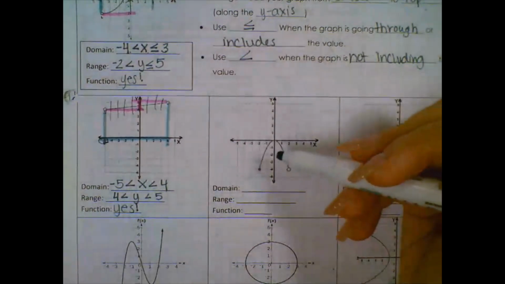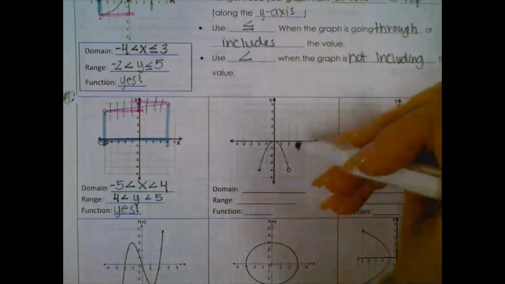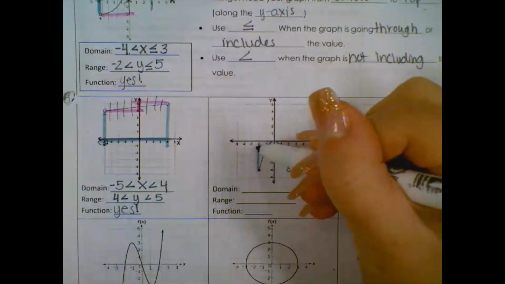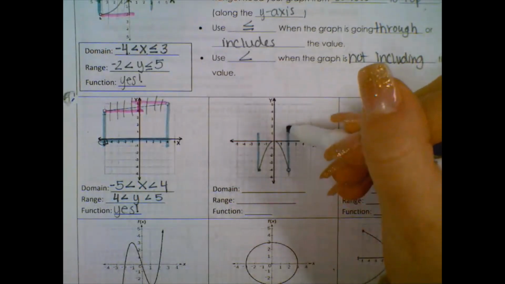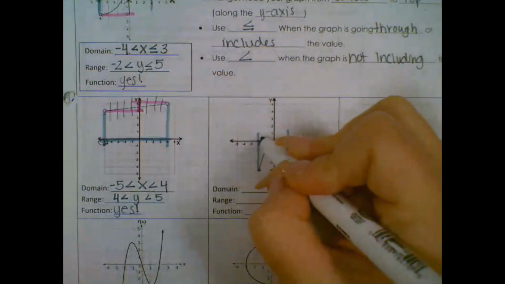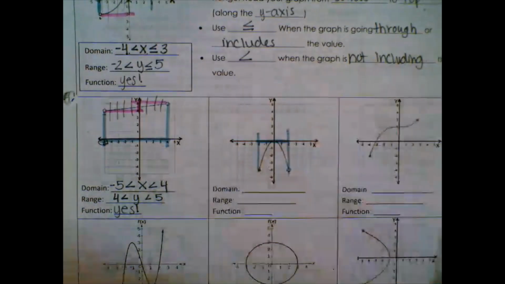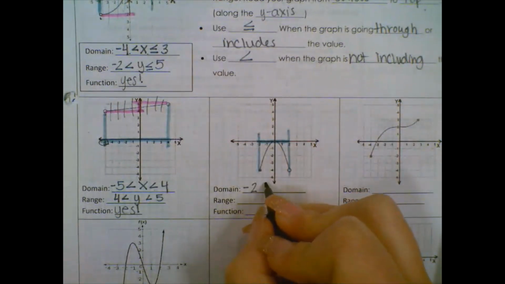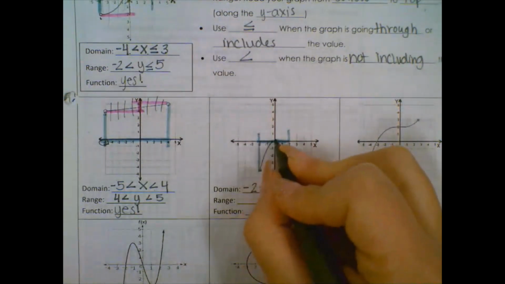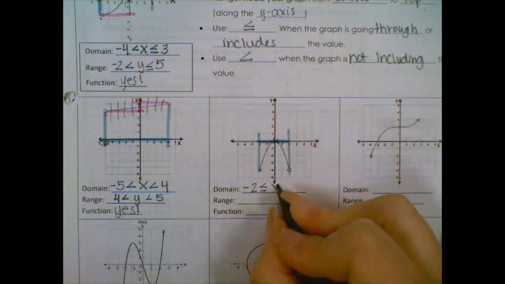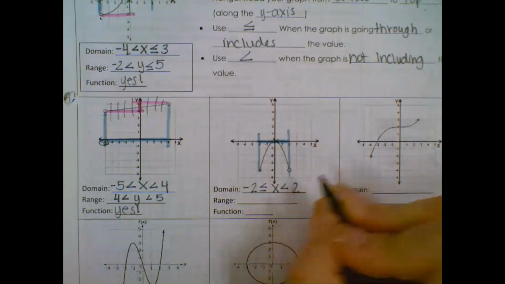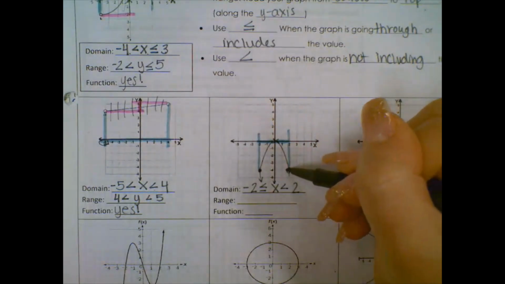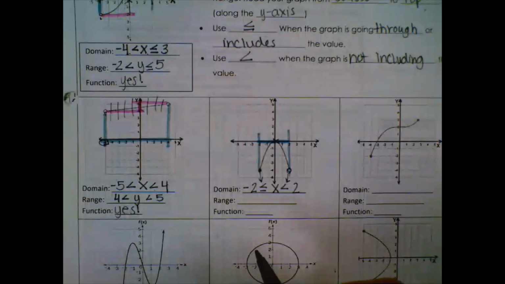So domain, we're going to take it to the x-axis. So the leftmost, remember we read left to right, so leftmost is here, rightmost is here. So x is graphed all the way between here, so this is my interval, my little inequality here. So -2 is the beginning, and that is less than or equal to x, which is less than 2. So remember, this is a closed dot, so equal to, open dot, not equal to.